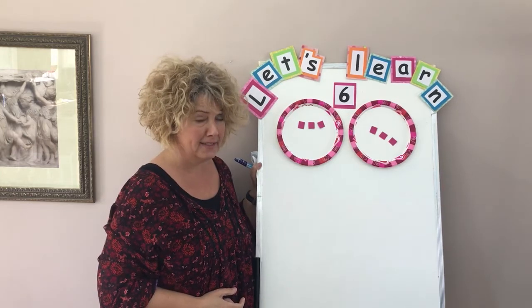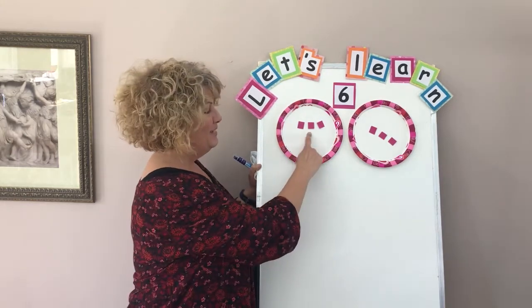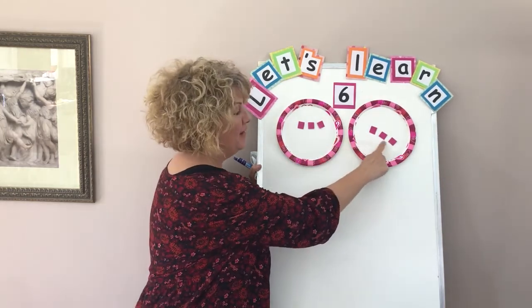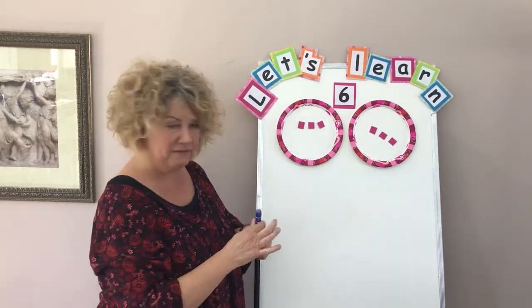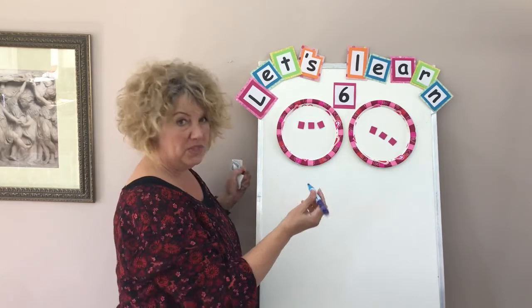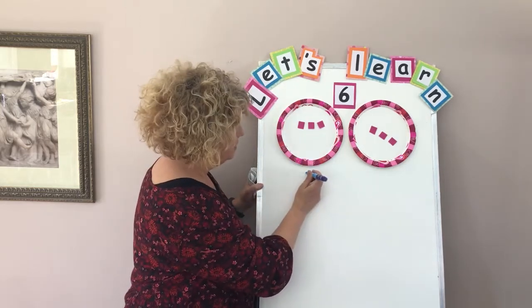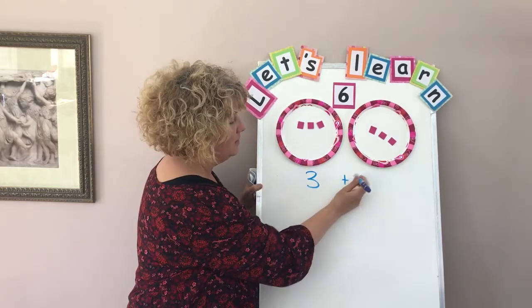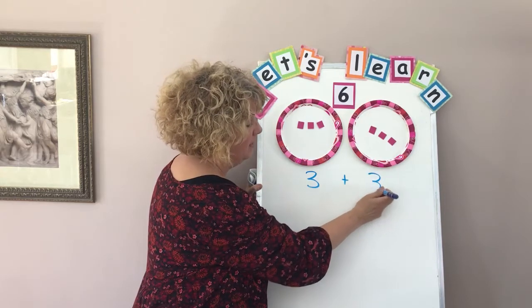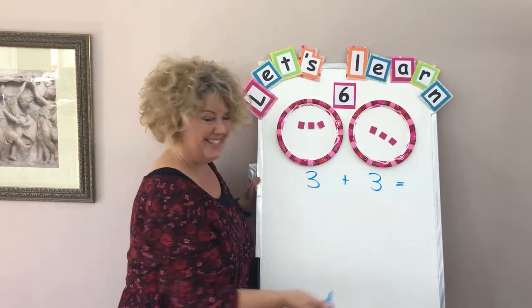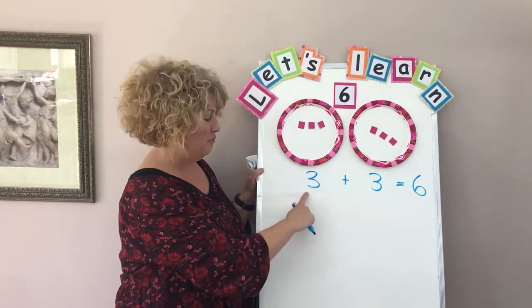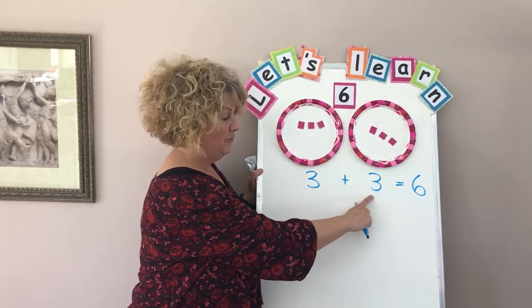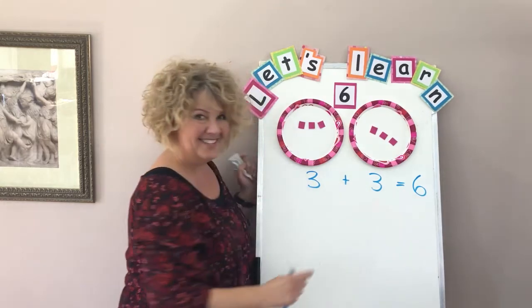Are there still 6? Shall we make sure? 1, 2, 3, 4, 5, 6. Yeah, 3 plus 3 equals 6. That's a fun one. Let's write the number sentence that goes with this picture. So I see 3 squares, 3 plus another 3, and that equals 6. Can you read that number sentence with me? 3 plus 3 equals 6.